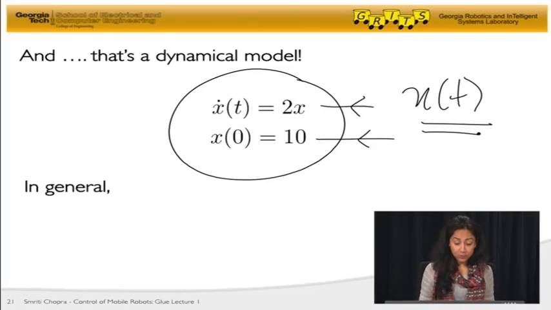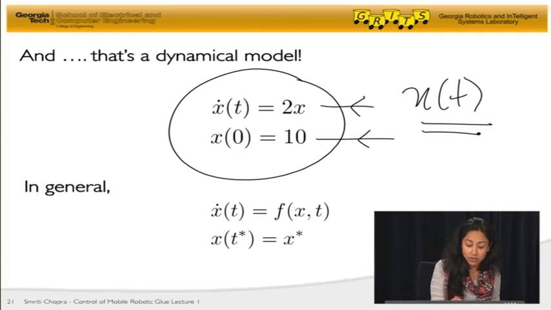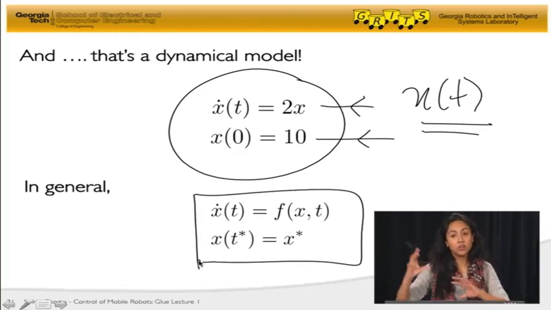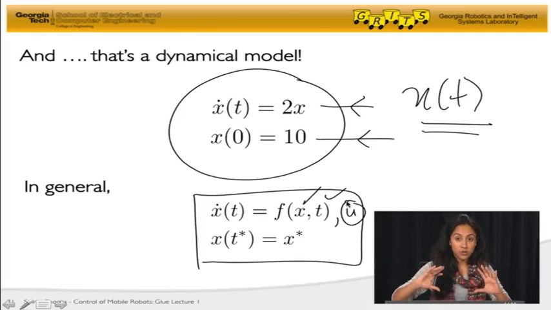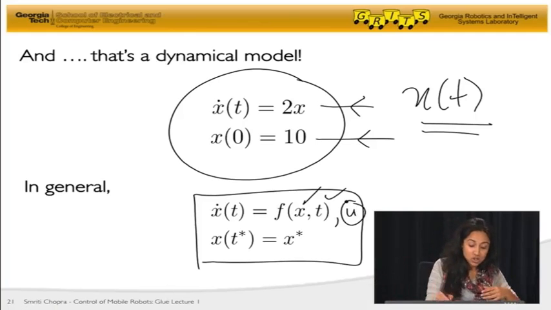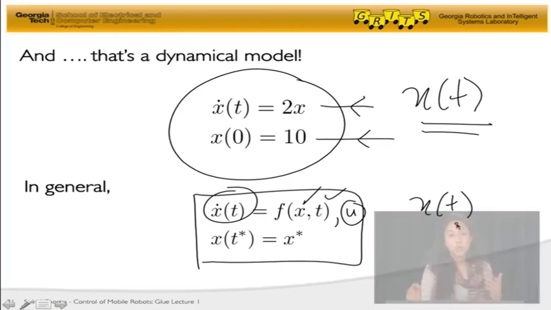And in general form, this is how you write your dynamical model. Basically, it's an equation, x dot of t, that is a function of its state or time. And later on, this is where you put in your control input u as well, when you go later into the course. So you're influencing the change x dot of t to make x of t do whatever you want.